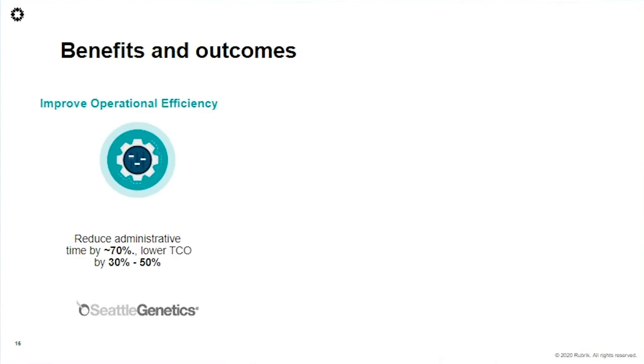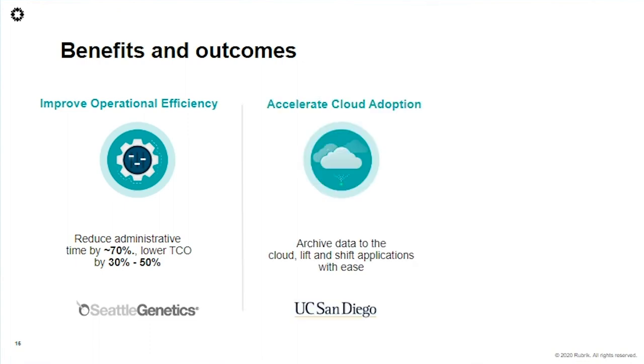So I mentioned Seattle Genetics earlier in the session. These guys actually managed to reduce their administrative time by 70%. So think about that. You were spending 8 hours a day managing backups. Now you're spending an hour and change. It's a huge difference. And then the TCO was lowered by somewhere in the neighborhood of 30 to 50%. So they were able to actually justify this very easily as opposed to having to compare two things that were very, very close to each other in cost. We're able to justify on that basis as well.